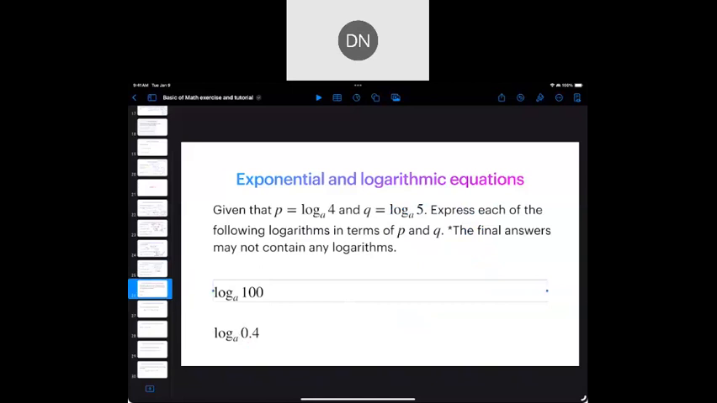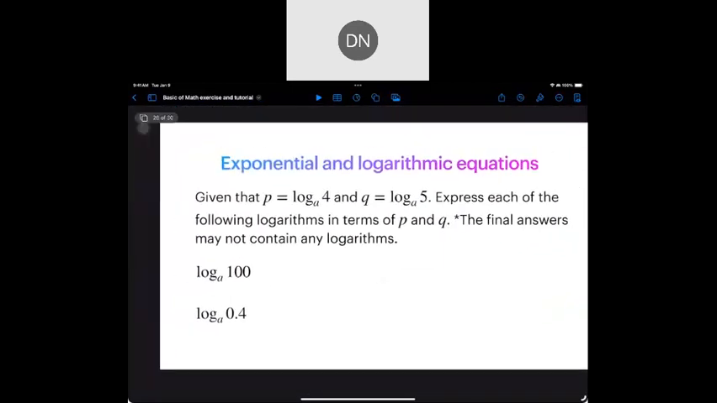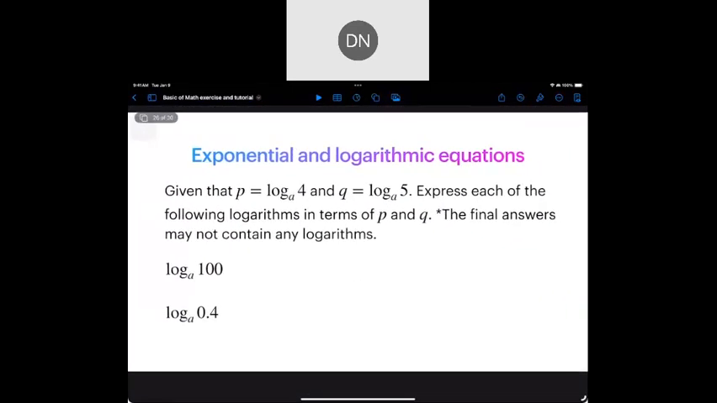How about this? Read the question first and answer the question carefully. So you have a P and Q. That will be the key.